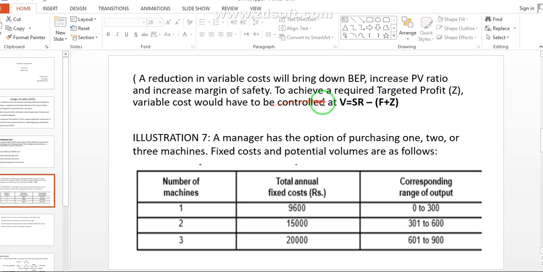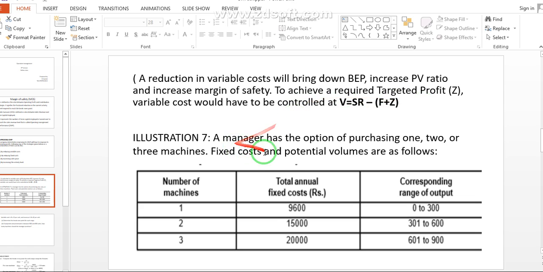So here, to achieve a required target profit of Z, variable cost has to be controlled at V equals SR, where SR means the sales revenue, minus fixed cost plus Z. It is basically a demonstration that shows that when there is a reduction in the variable cost, that much the target profit would be achieved.